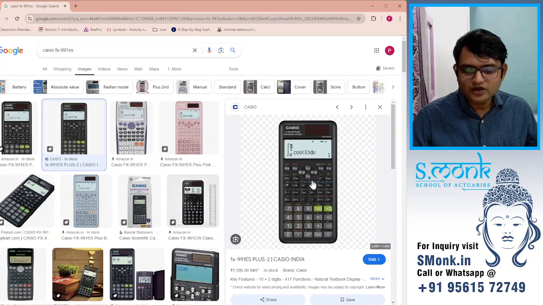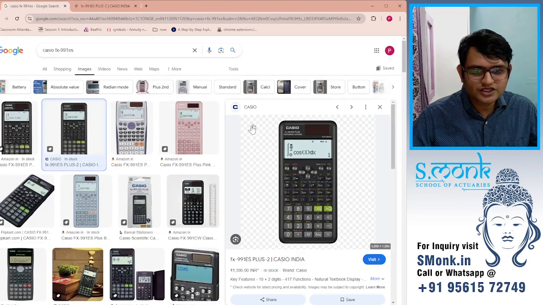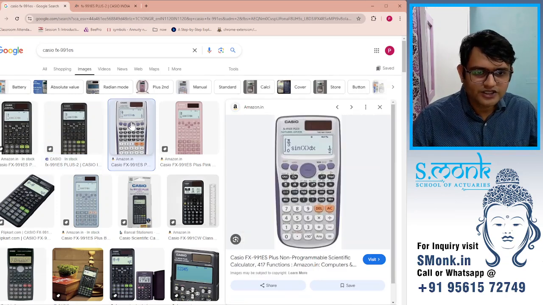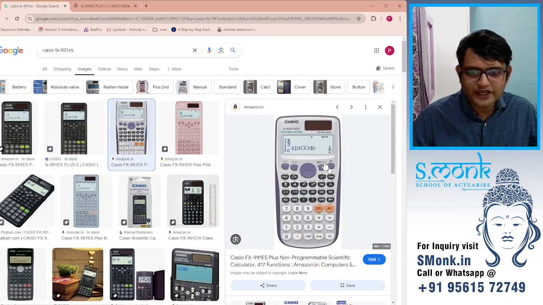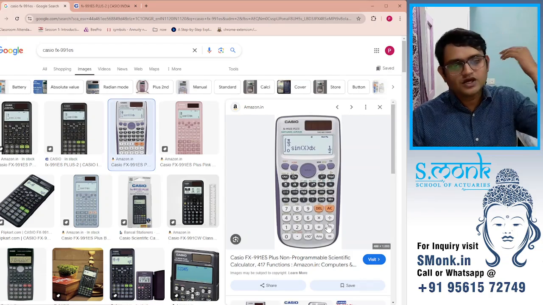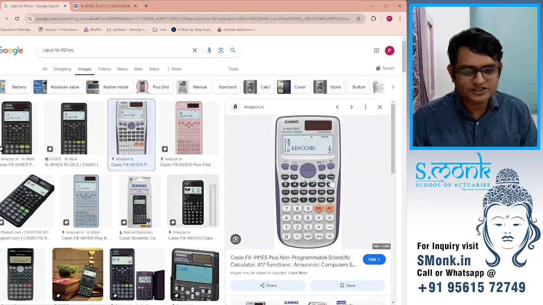This is how the calculators look. These are the new versions, called version 2 or something like that. That is fine. These are the old versions. This is how the old calculator used to look. Any of them is fine because they have just changed the look of the calculator. The functionality has not changed. So either this or this, both these calculators are fine.